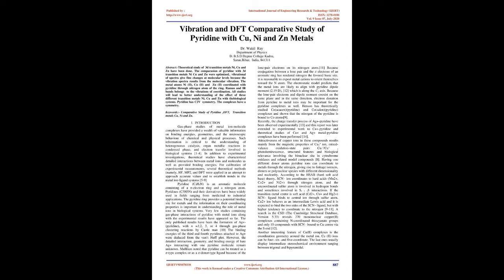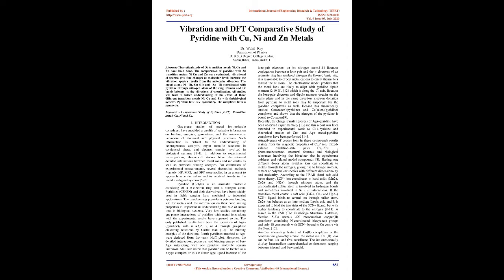Introduction. Gas phase studies of metal ion molecule complexes have provided a wealth of valuable information on binding energies, geometries, and the microscopic behavior of chemical and physical processes. Such information is critical to the understanding of heterogeneous catalysis, organometallic reactions in condensed phase, and electron transfer involved in biological systems 1 to 4. In addition to experimental investigations, theoretical studies have characterized detailed interactions between metal ions and molecules as well as provided binding energies. For calibration of experimental measurements, several theoretical methods, namely HF, MP2, and DFT, were applied in an attempt to approach accurate values and to establish trends in the metal ion ligand systems 5 to 9.